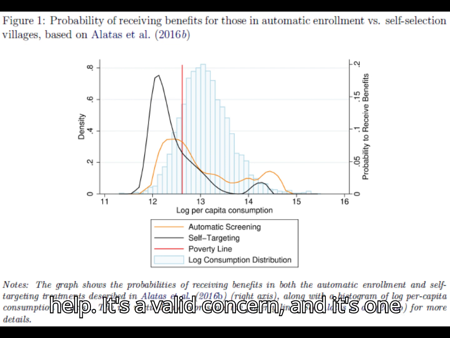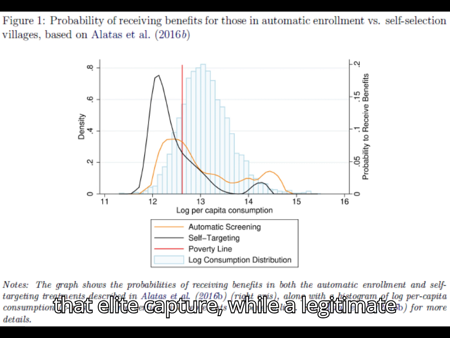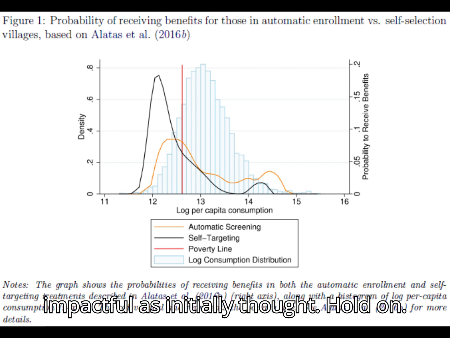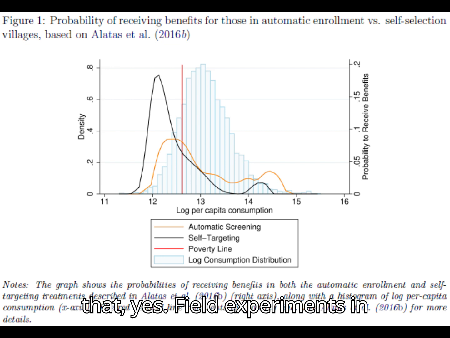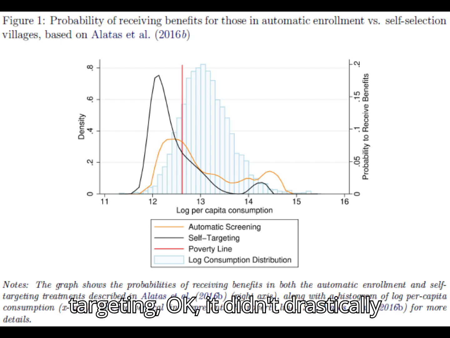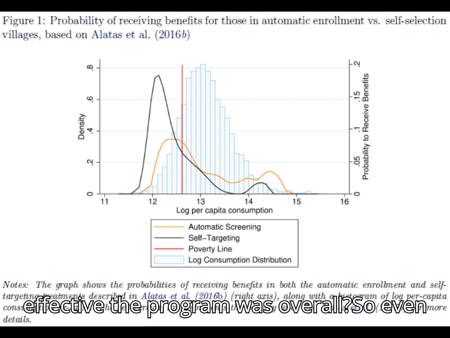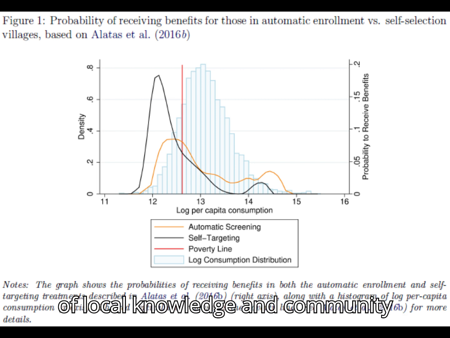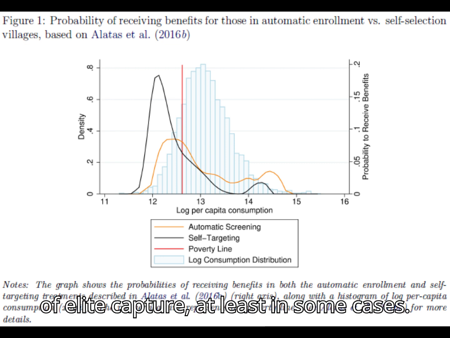It's a valid concern, and it's one that researchers have studied extensively. But what's surprising is that elite capture, while a legitimate risk, might not be as widespread or as impactful as initially thought. Hold on. Are you saying that those fears might be overblown? There's evidence to suggest that, yes. Field experiments in Indonesia, for instance, found that even when local elites had more control over targeting, it didn't drastically change who received benefits or how effective the program was overall. So even with the potential for bias, the benefits of local knowledge and community involvement might outweigh the risks of elite capture, at least in some cases.